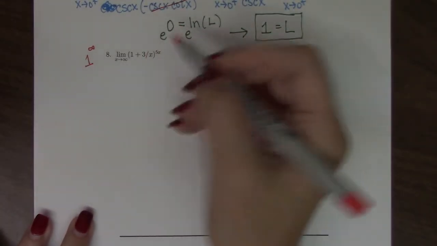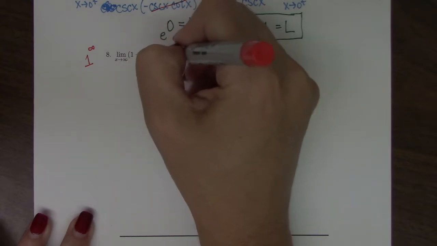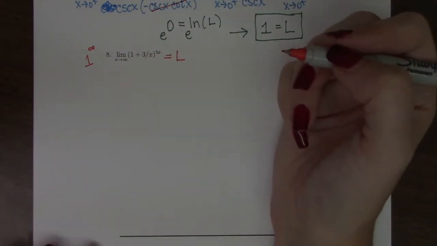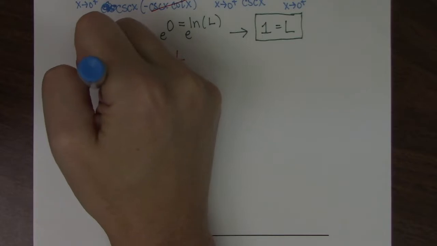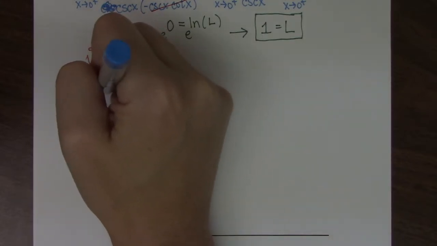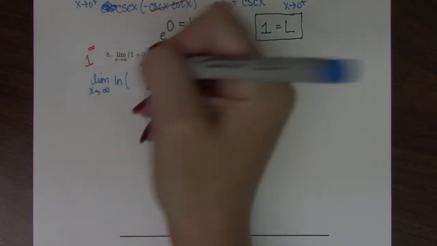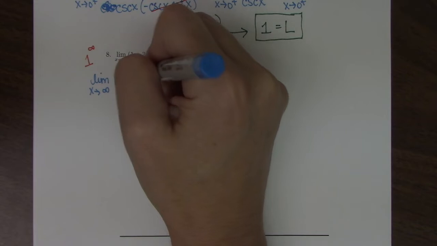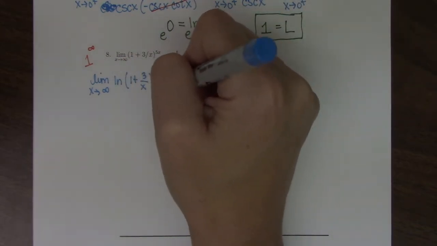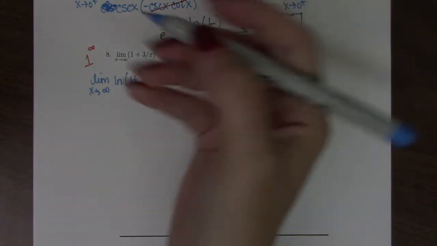But just like before, since we have an x in the base raised to an x, we can use natural logs again. So we're going to start off assuming that this limit does have an answer, and that it's L. So now I can say the limit, as x goes to infinity, of the natural log of 1 plus 3 over x raised to the 5x equals the natural log of L.